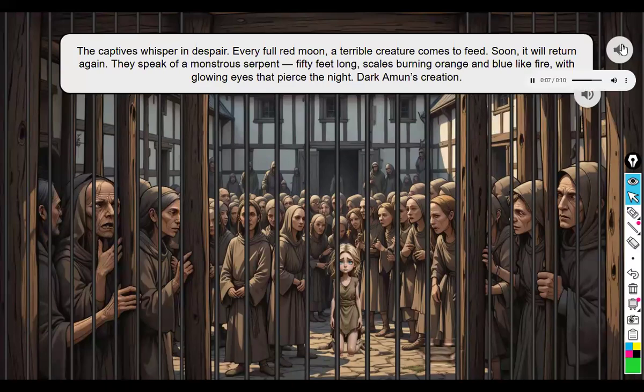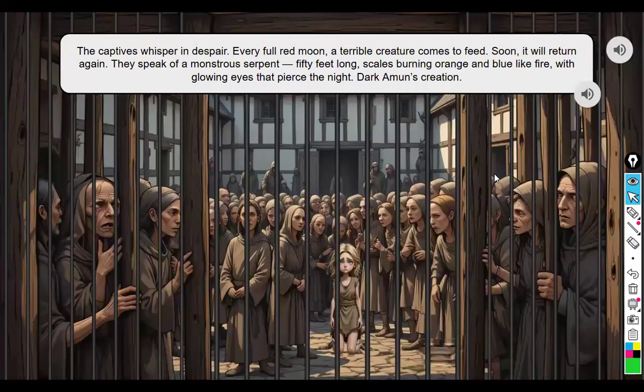The captives whisper in despair. Every full red moon, a terrible creature comes to feed. Soon, it will return again. They speak of a monstrous serpent, 50 feet long, scales burning orange and blue like fire, with glowing eyes that pierce the night. Dark Amun's creation.